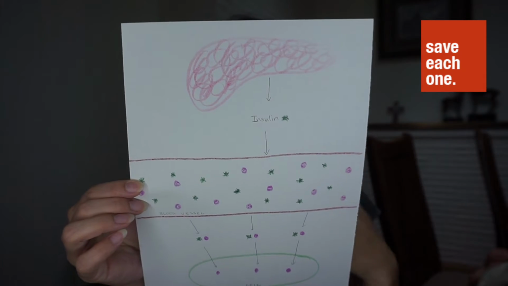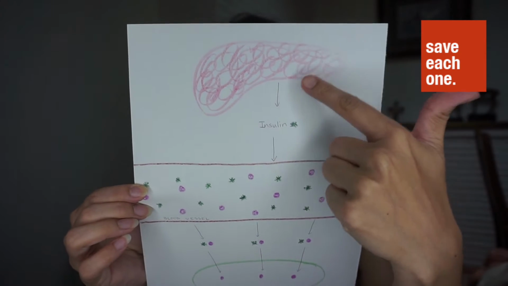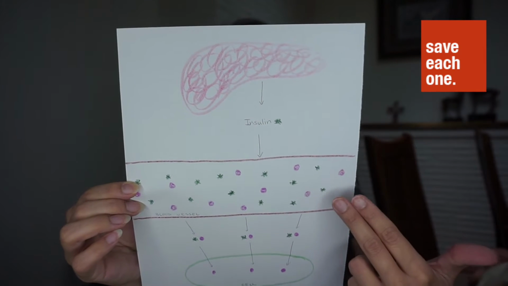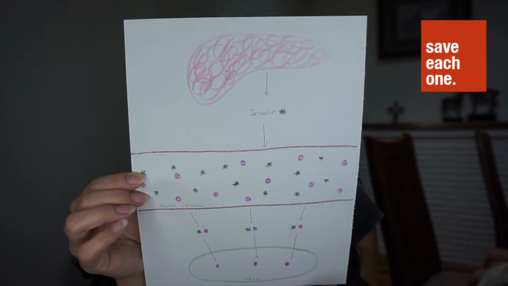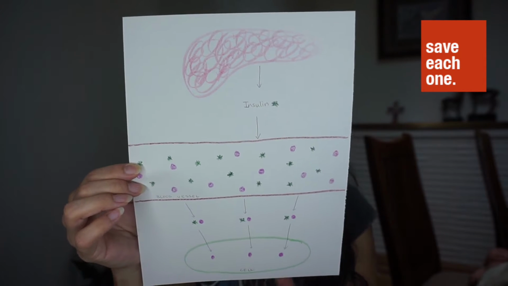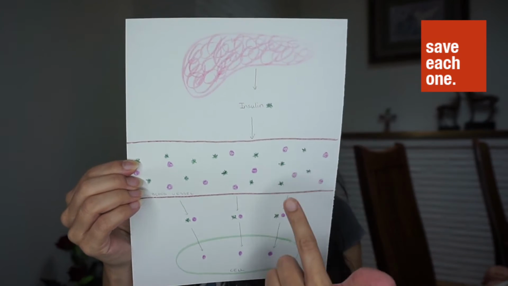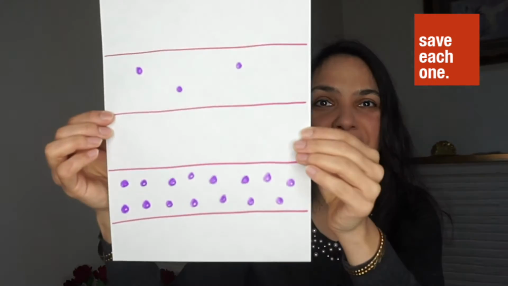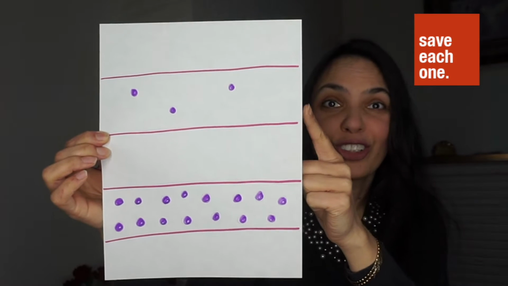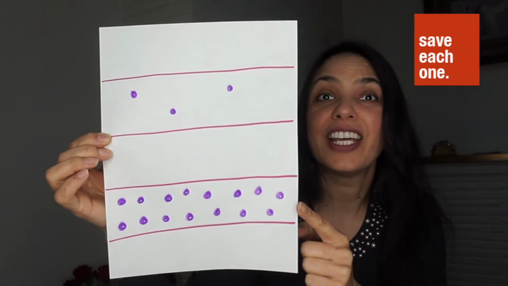In type 2 diabetes, your pancreas is still producing insulin in the correct amounts. However, your body is resistant to the insulin, and hence the net effect is the same. You have less glucose going into the cells and more left in the bloodstream. And if that wasn't clear already, here's what it looks like. This is what you want your blood vessel to look like. This is what it looks like in diabetes.